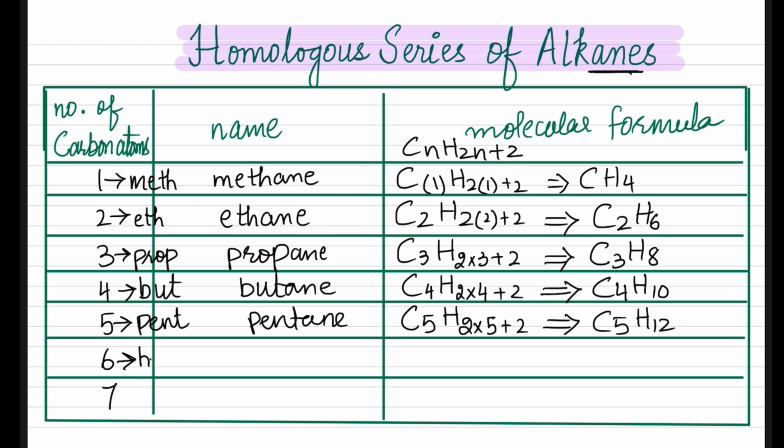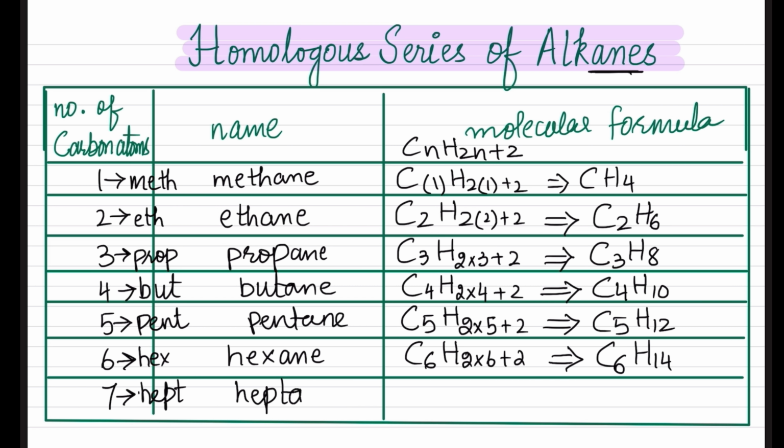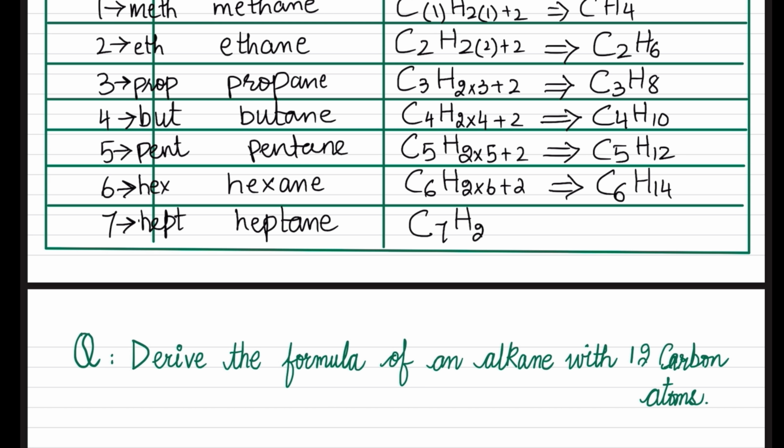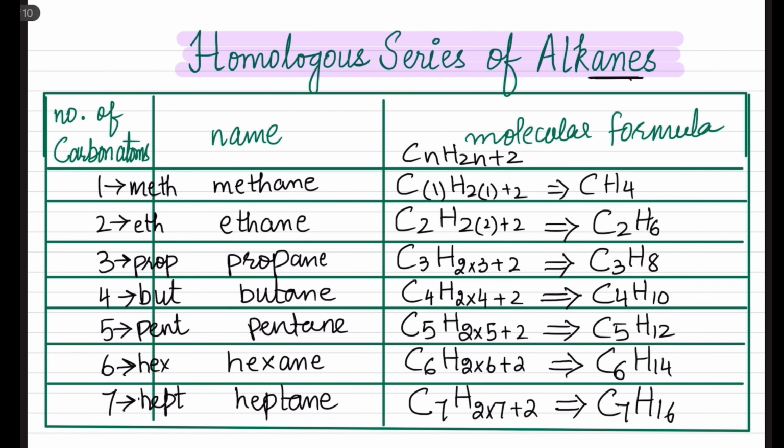For 6 carbon atoms, hex is used. So the name of an alkane with 6 carbon atoms is hexane. Its molecular formula will be C6H, 2 into 6 is 12, 12 plus 2 is 14. C6H14. For 7 carbon atoms, hept is used as the prefix. The name will be heptane. And its molecular formula will be C7H, 2 into 7 is 14, 14 plus 2 is 16. C7H16. So, this is the homologous series of alkanes for the first 7 members.